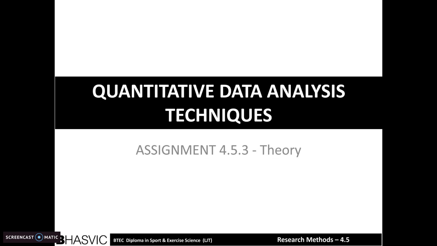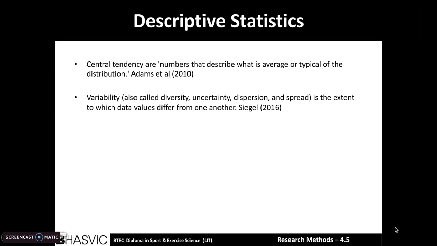As described by Adams et al. 2010, central tendencies are numbers that describe what is average or typical of the distribution. So these include establishing the mean, median, and mode of a dataset, whereas the variability of data shows the dispersion of data. So these include establishing the range, the interquartile range, and the standard deviation of a set of data.